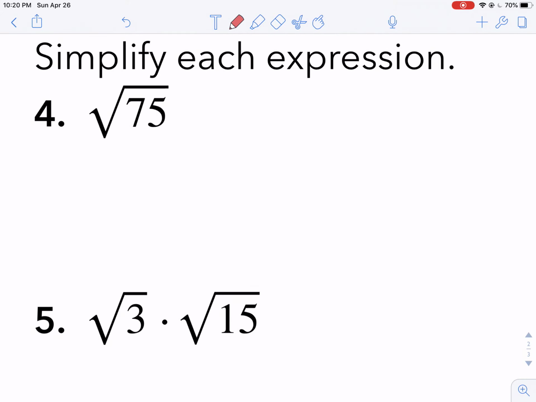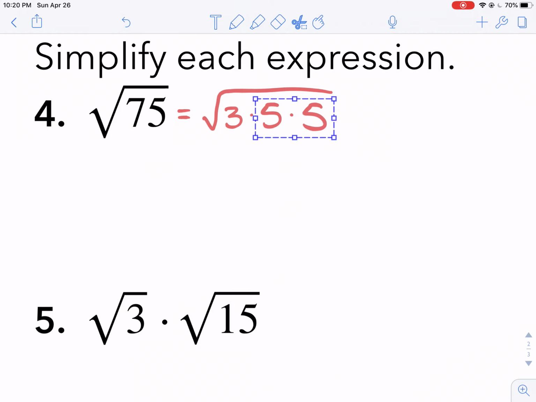Here we go. The square root of 75. With the square root of 75, let's prime factor it and see if it has any square factors. 75 is 3 times 5 times 5. Now you'll see that I have two factors here. 5 times 5, that's the same thing as 3 times 5 squared, and that's going to be a perfect square.